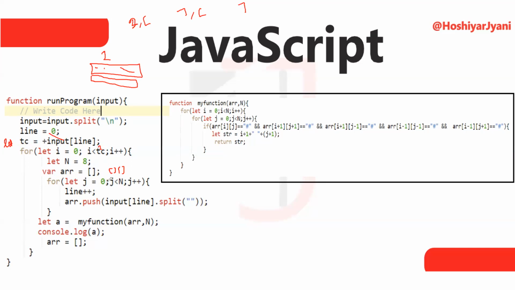Then we are iterating a loop from 0 to n, and line plus plus, because we are incrementing the line again and again. So we simply do array dot push, pushing input of line. Now our line is incremented by 1, so line value is 1. So input of line dot split by without spaces. There are hash symbols present, and all these elements are split without spaces. So they come in the array in the matrix form of the chessboard after iteration of the two loops.